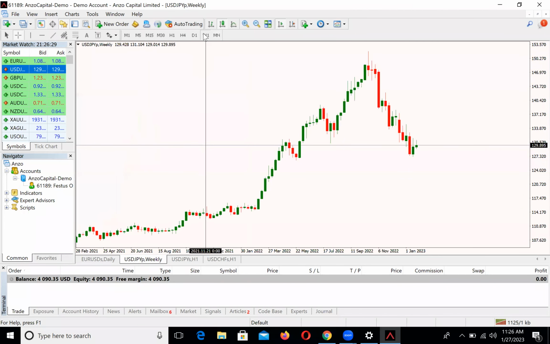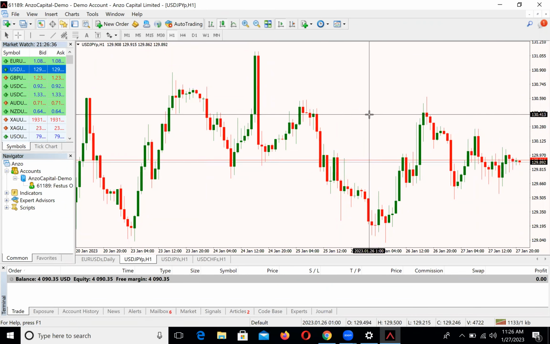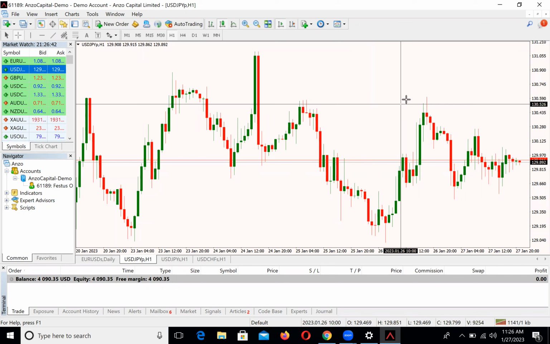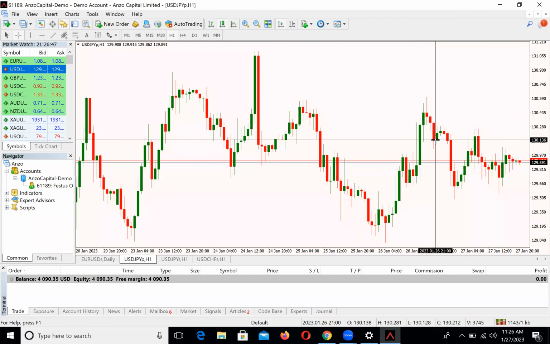So this is the weekly chart. If we go to the 1 hour chart, this one will tell you that this is 26th of January 2023, and this was the 2 o'clock candle. You can see it. All of them will show you the hour of the candle, because we are looking at the hourly chart. So that's good.